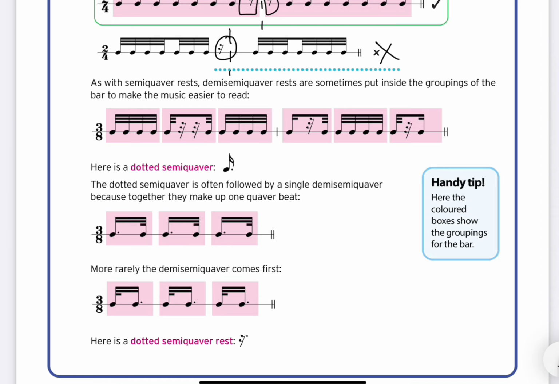Now, they can be inside the group. You can see this, and this is a different way to write them. You can read all of them to see how to write them down. You need to understand the value, where you have to put it in, and how you're putting it. They're saying that you can write the rest within the beam. Next, they are showing the dotted semiquaver rest. You can see the example here and here.